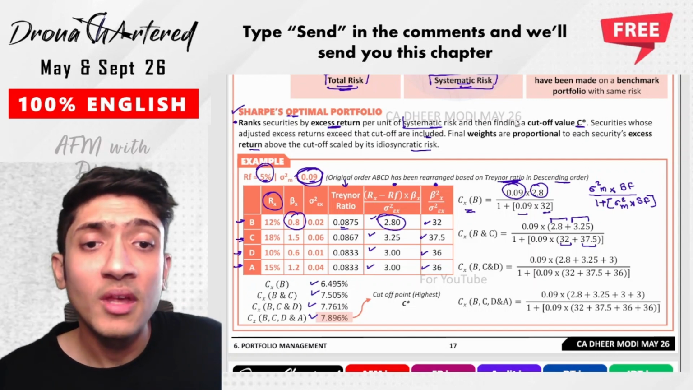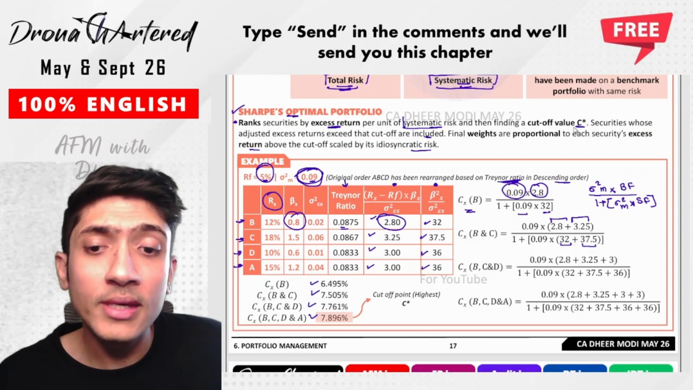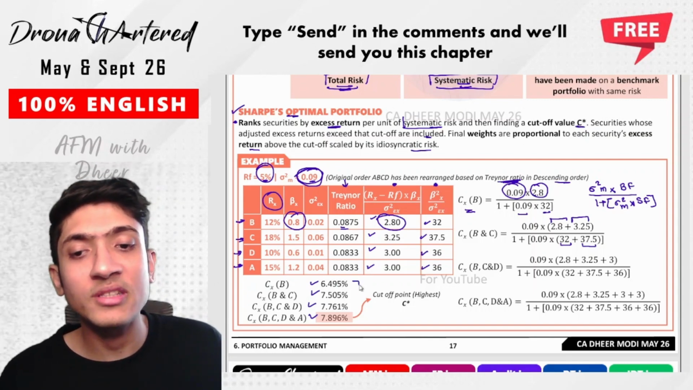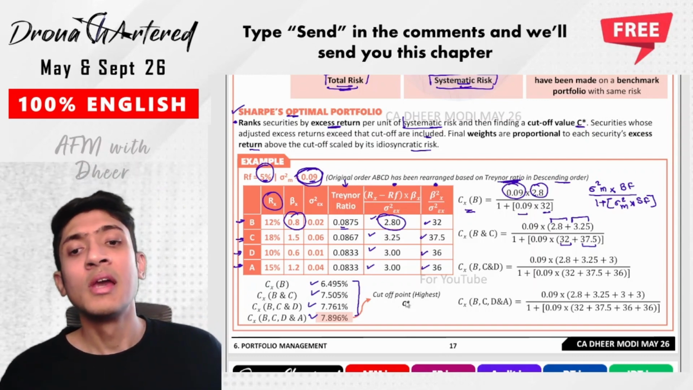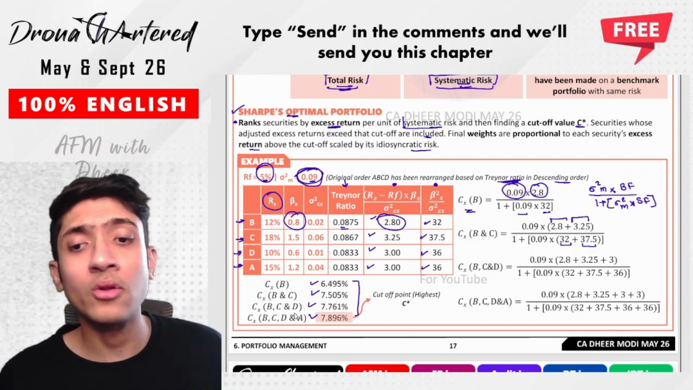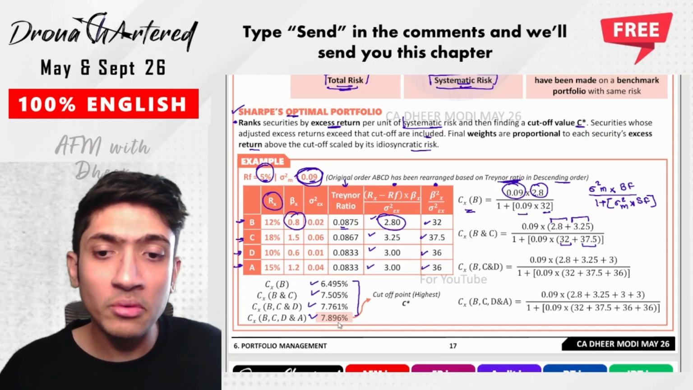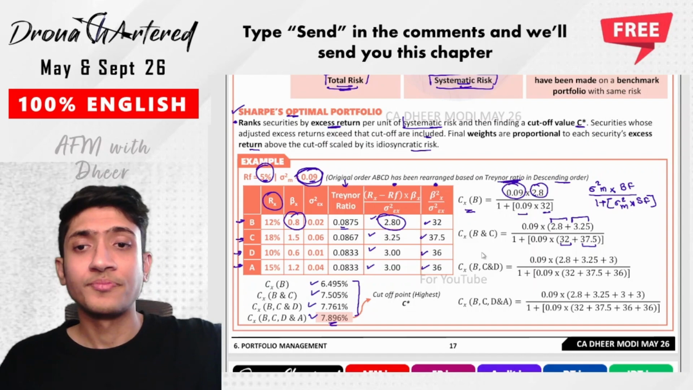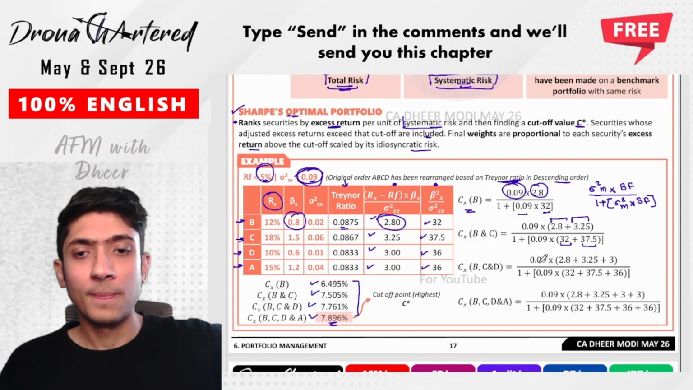Then what did they say? Finding a cutoff value C star. How do you calculate C star? C star will be whichever is highest among all of these. Whichever is highest, in our case, it is all four securities B, C, D and A. So 7.896 becomes our cutoff point.